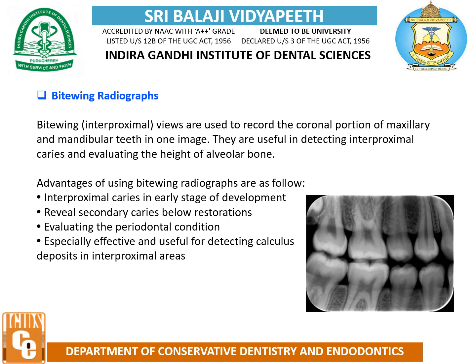Advantages of using bite-wing radiographs are as follows. Interproximal caries can be detected in the early stage of development, and secondary caries below restorations can be revealed. They help in evaluating the periodontal conditions, and are especially useful for detecting calculus deposits in interproximal areas.